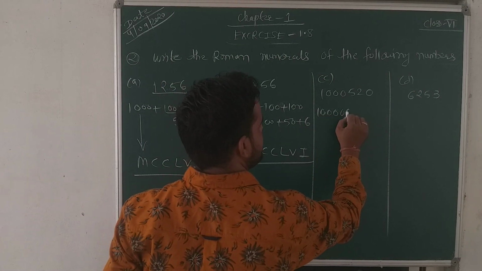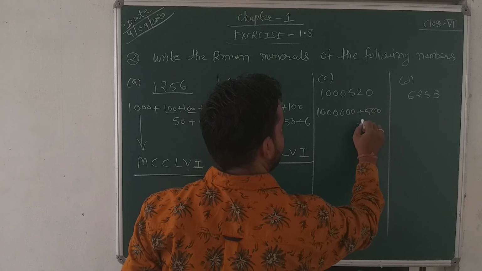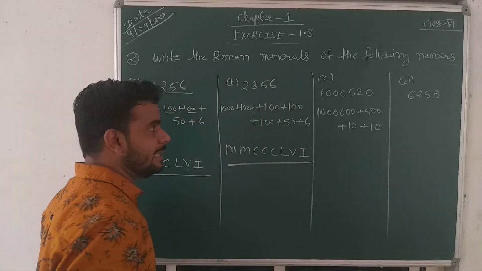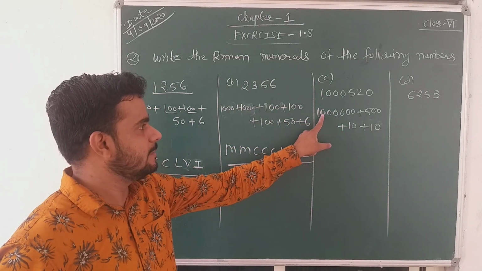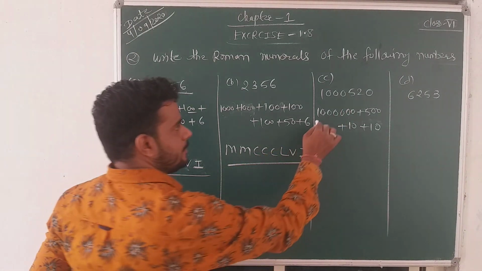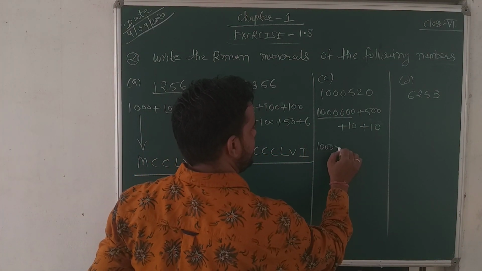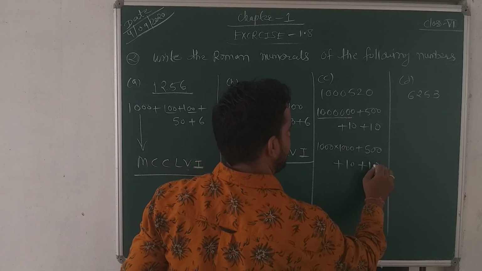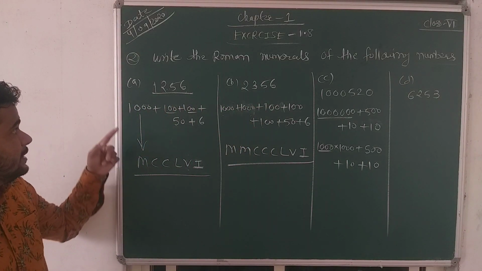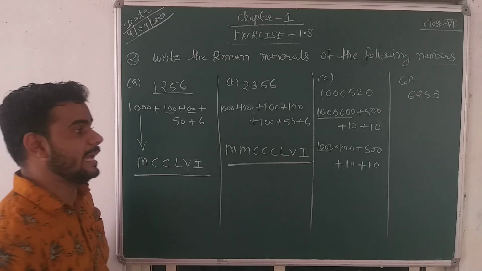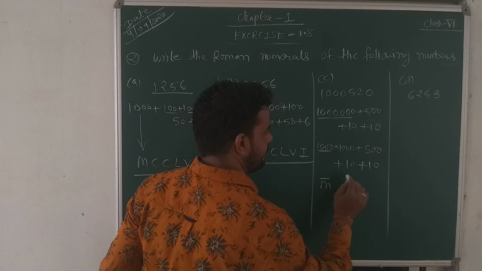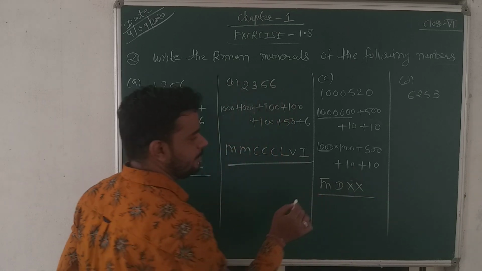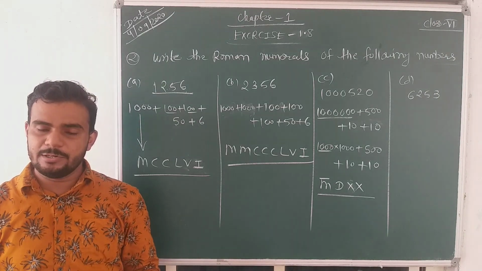Then the next one, 2000000 plus 500 plus 20. 20 means 10 plus 10. So 2 times 1000 means 1000 into 1000. The meaning of this number is 1000 into 1000 plus 500 plus 10 plus 10. What is the meaning of 1000? The meaning of 1000 is M. So 1000 into 1000 means M bar, and 500 means D, and X and X. This is your answer. I think you understood.